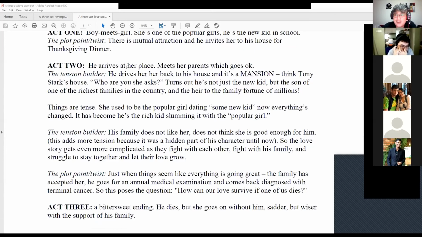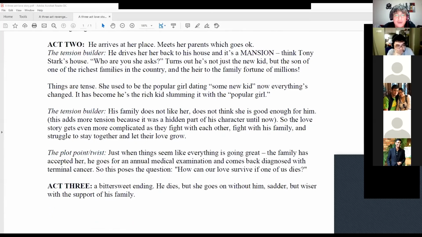And then they wind up back at his house, and it's a freaking mansion. Think Tony Stark on the cliffside mansion. Turns out he's not just the new kid, but one of the sons of some billionaire like Bill Gates or something. So this adds your tension. She's the popular girl who was dating the new kid. Suddenly, he's the rich kid slumming it with the popular girl. And so you twist everything around.